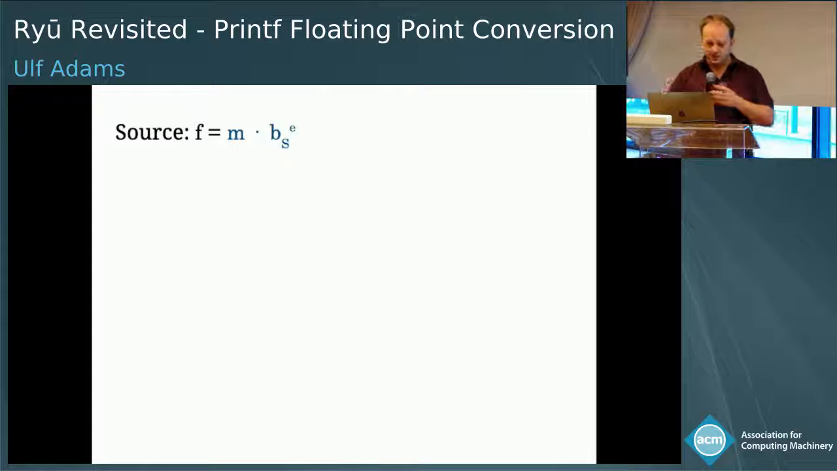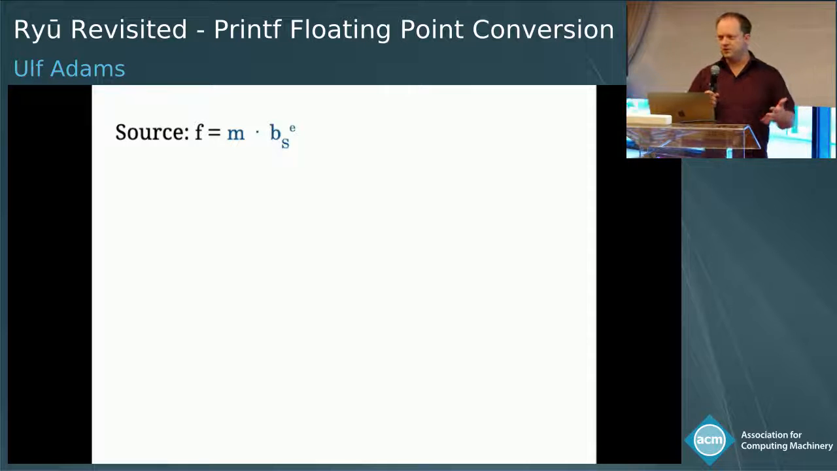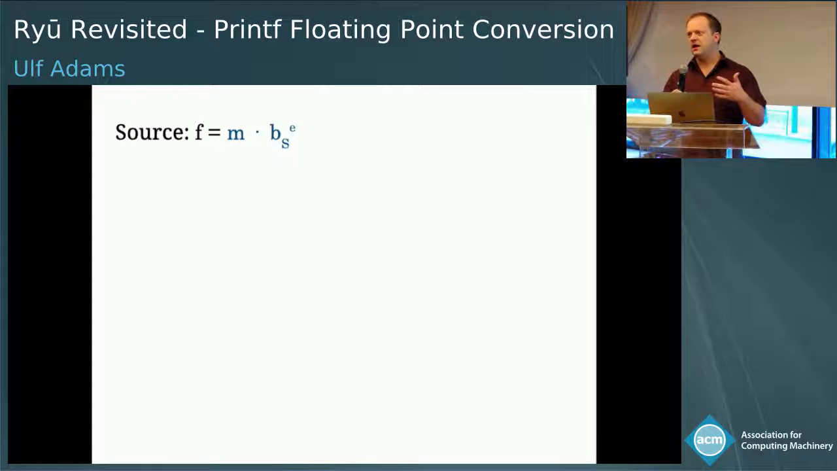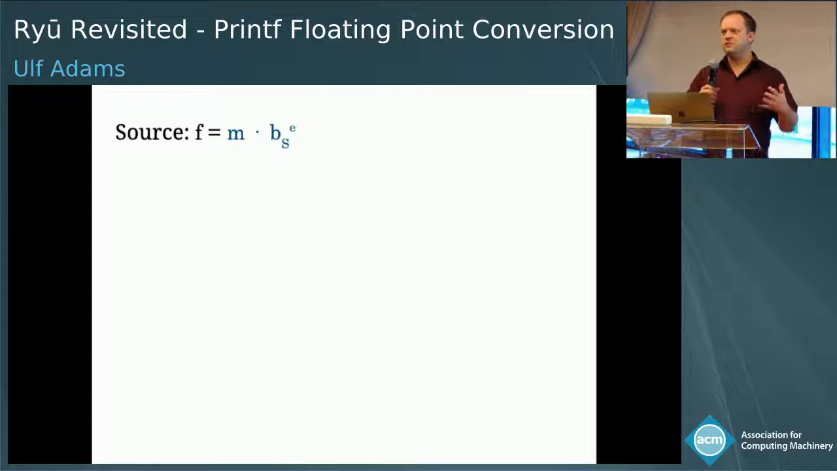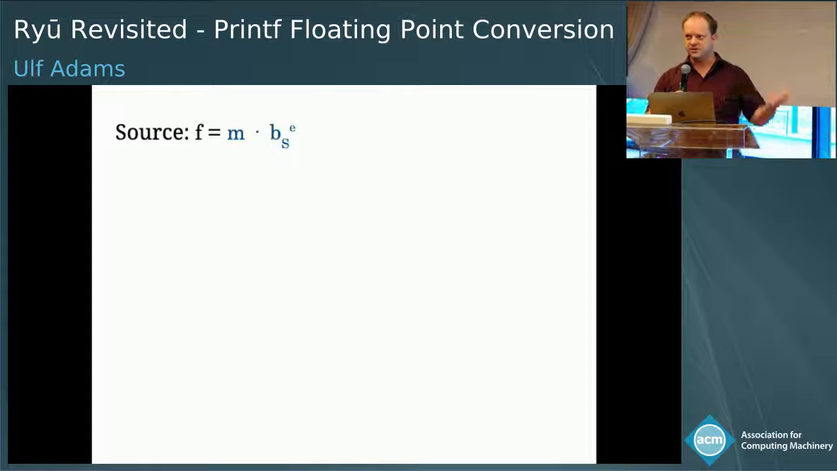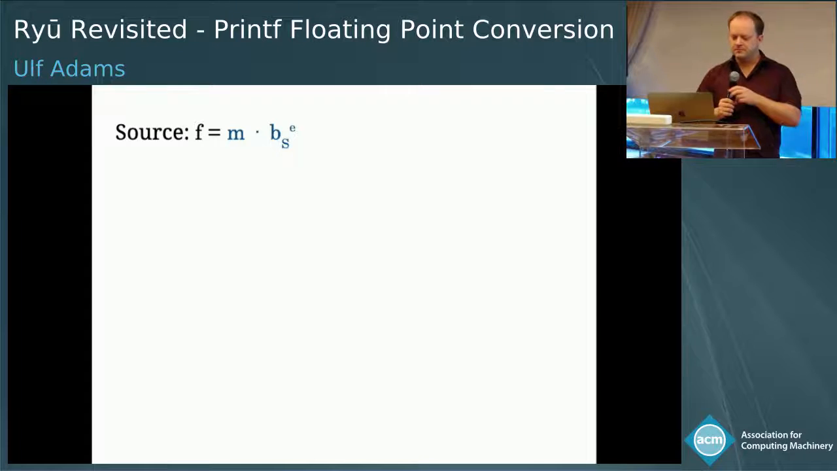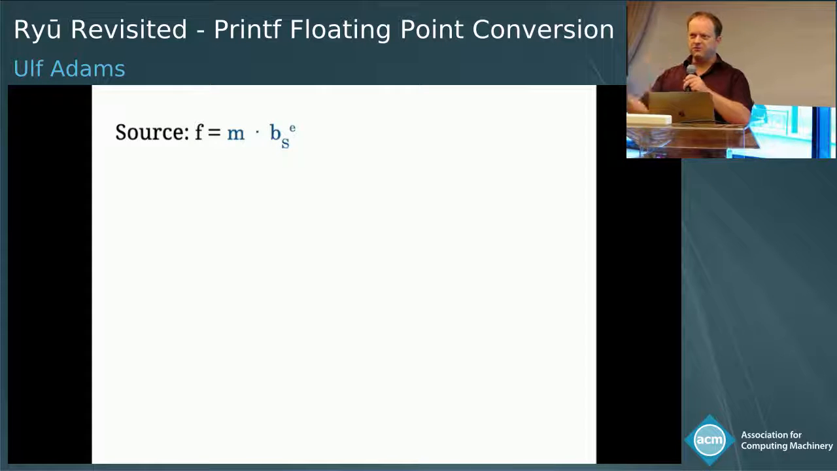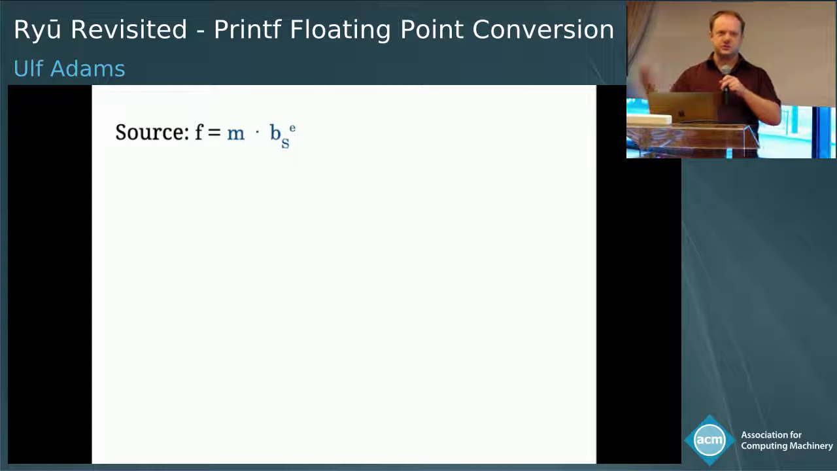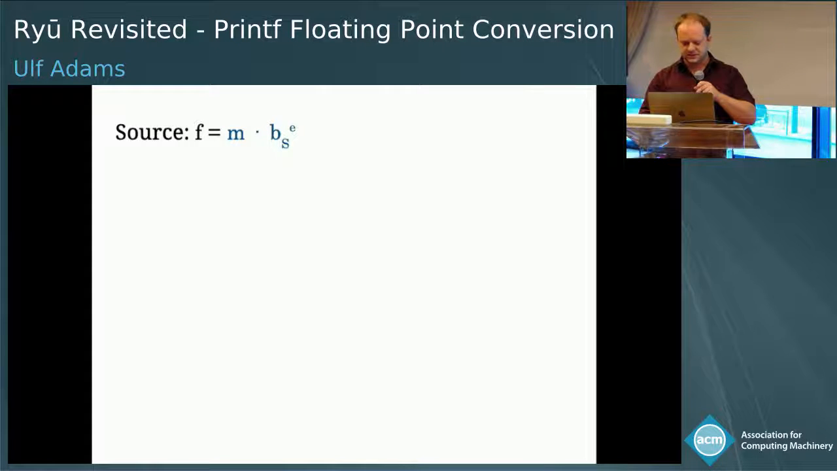So I start with a floating point number, f, and I expect that this is represented as a pair of integers, the mantissa and the exponent. So if you have some format and it's not two integers, then you first have to convert it into integers. This is pretty straightforward, so I'm not going to go into details there.